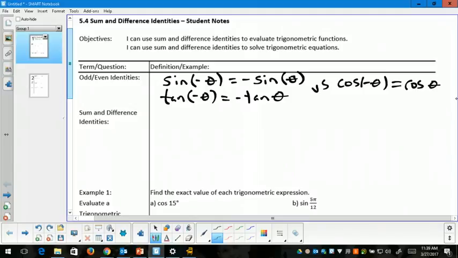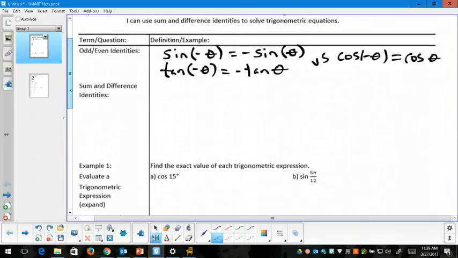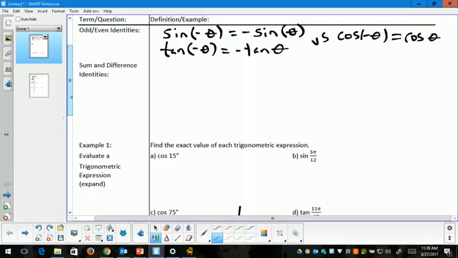And so cosine is the even one because it functions like a parabola reflected over the y-axis when you're looking at the parent function. Sine and tangent are actually symmetric about the origin with rotation of 180 degrees. So those are actually the odd ones. Anyhow, those are the identities that we learned back in 5.1 and 5.2. We still need to know those. And now we're also going to look at the sum and difference identities.